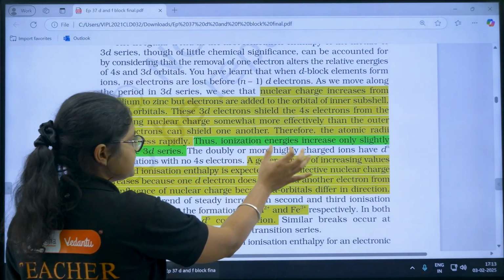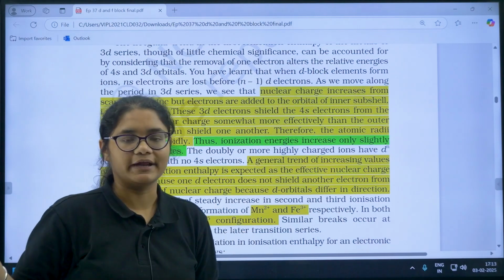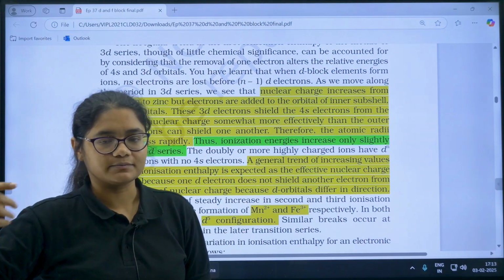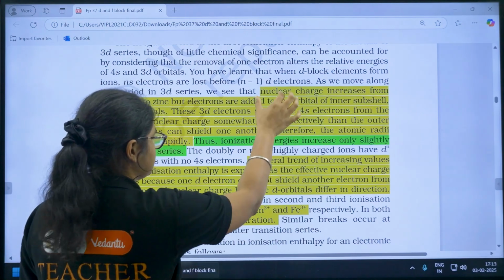What happens? The ionization enthalpy increases slightly in the 3d series. So if you go from left to right, the ionization enthalpy increases, but the rate of increase is very slow. What is the reason for that? You have to explain here.